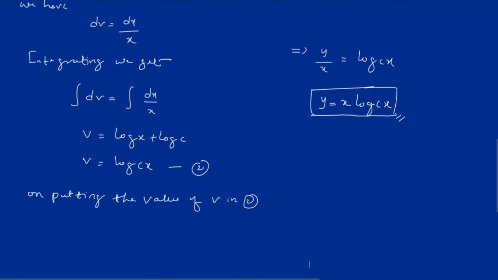Similarly, next example, example 2. Solve the differential equation (x² - y²) dx + 2xy dy = 0, given that y = 1 when x = 1.